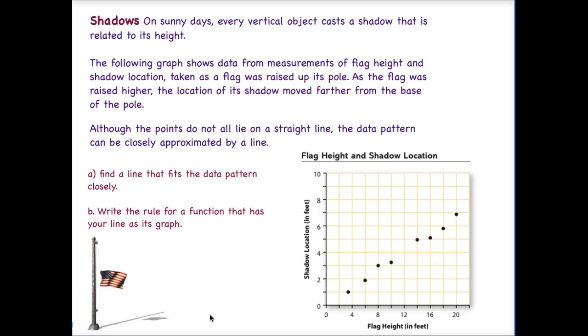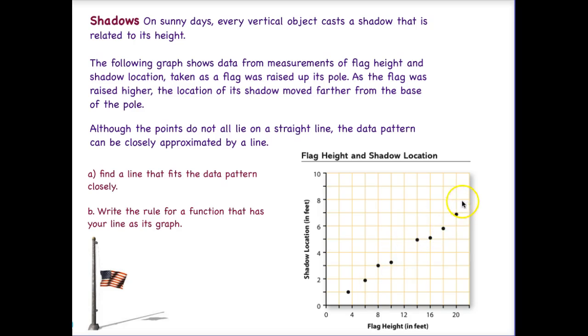So how can we find a line that fits the data pattern closely? Well, if we look here, we notice that these points do not all fall in a straight line, but there's definitely a pattern. There's a trend in the data, and so we can represent this by drawing in a straight line. The question is, where do we draw the line? Do we try to fit as many points as possible to the line? Do we try to find an average? Well, the best way to do it is to find an average.